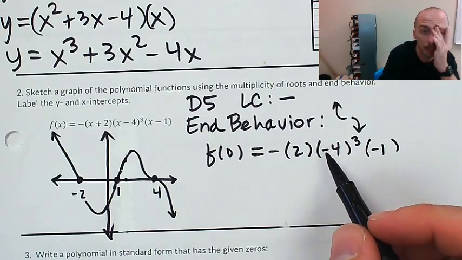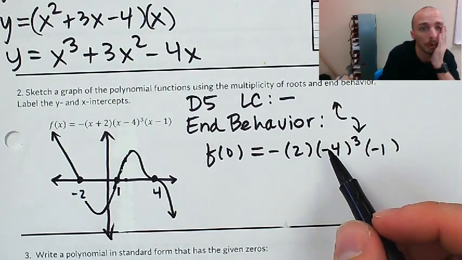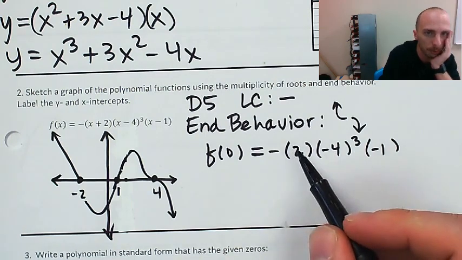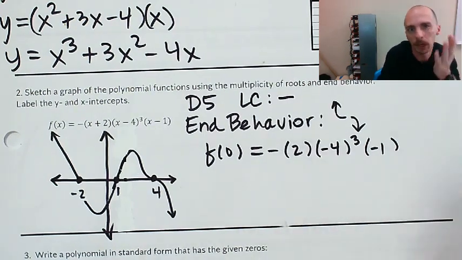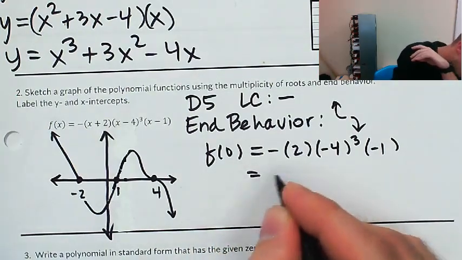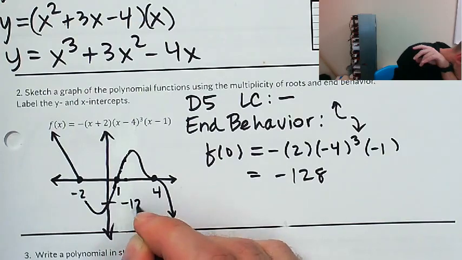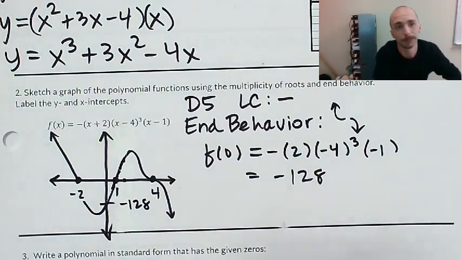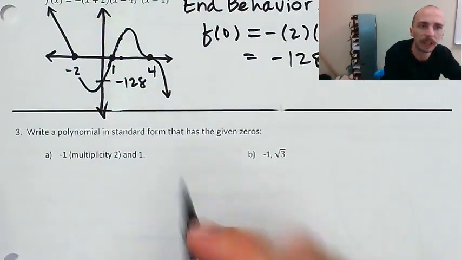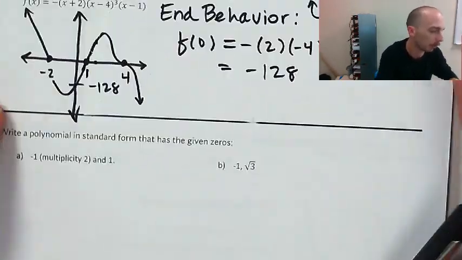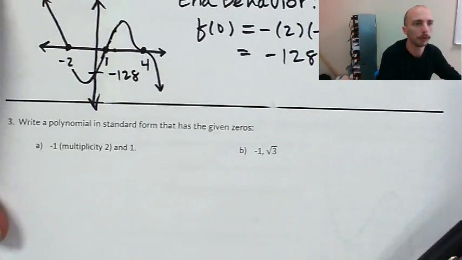Okay, 4 to the 2 is 64. No, 4 to the 3 is 64. 64 times 2 is 128. Triple negative makes negative, so that's -128. Okay, that was something. Okay, but now we have a good sketch with labeled x-intercepts, y-intercepts. It's correct. It's not wrong. That's all we can really hope for.